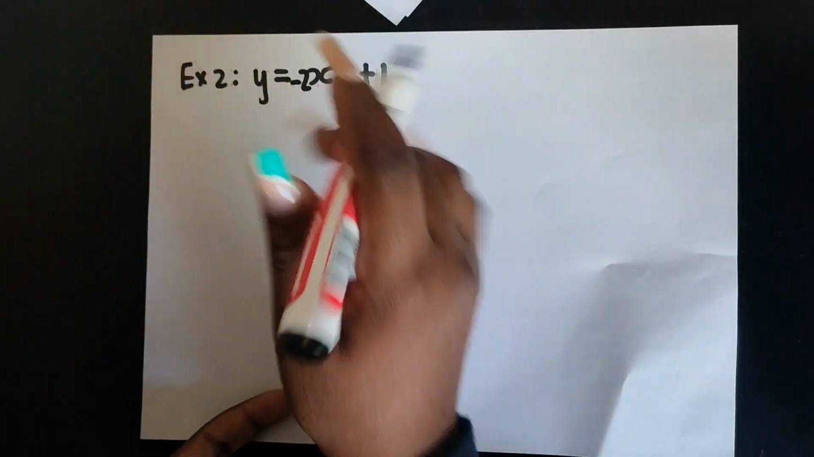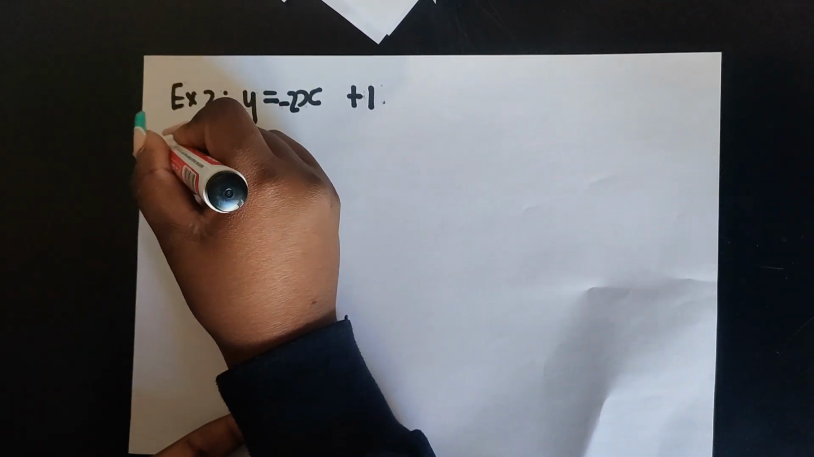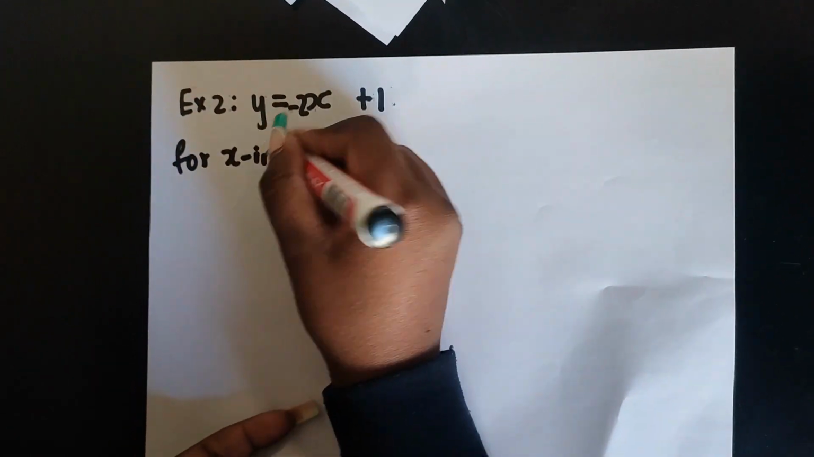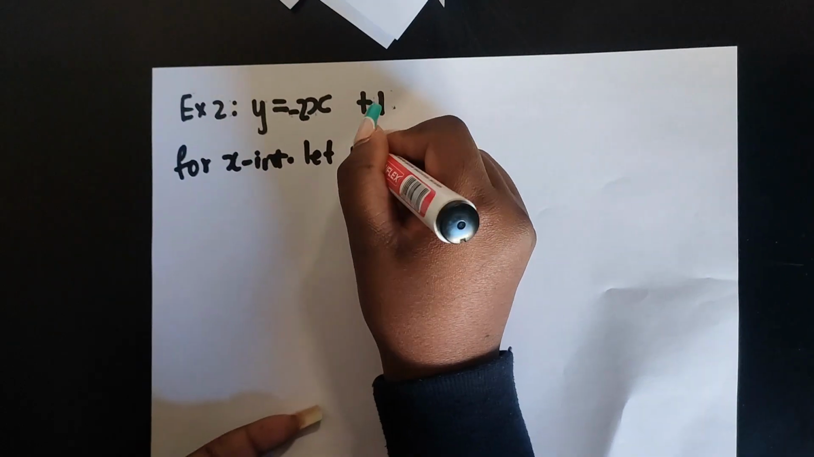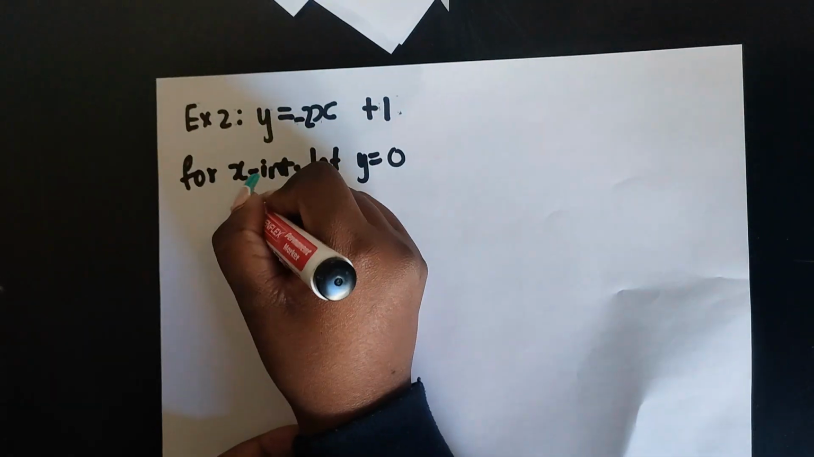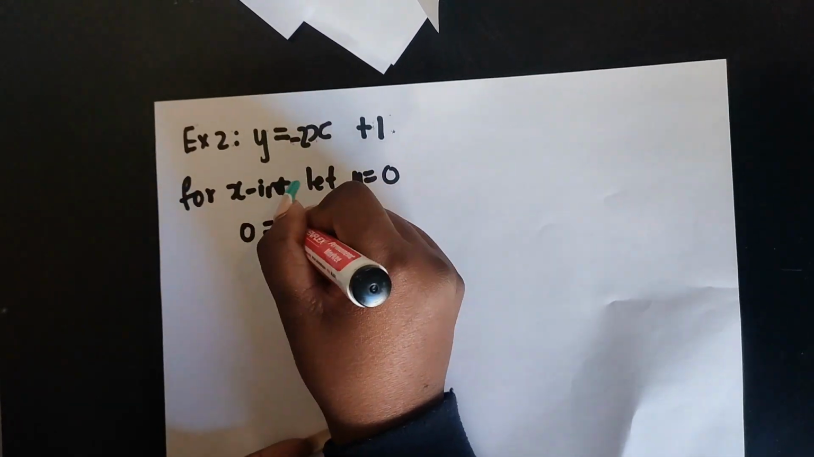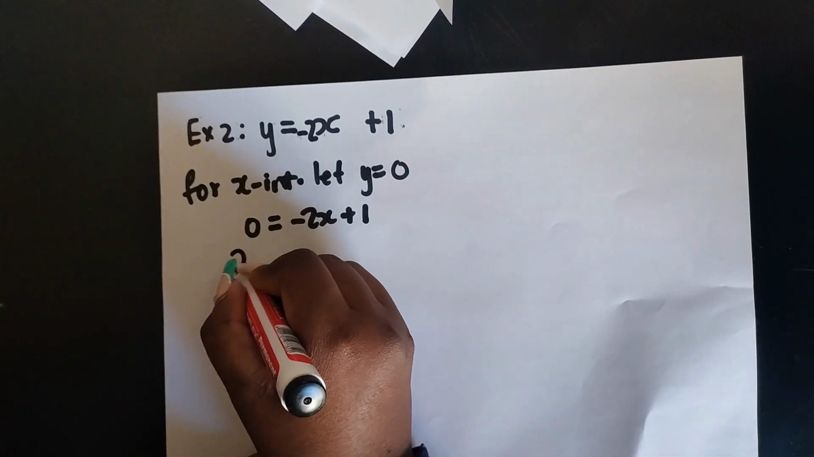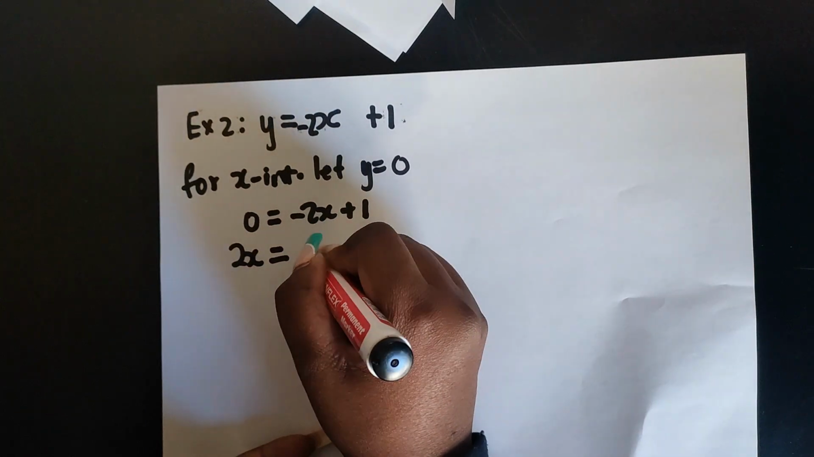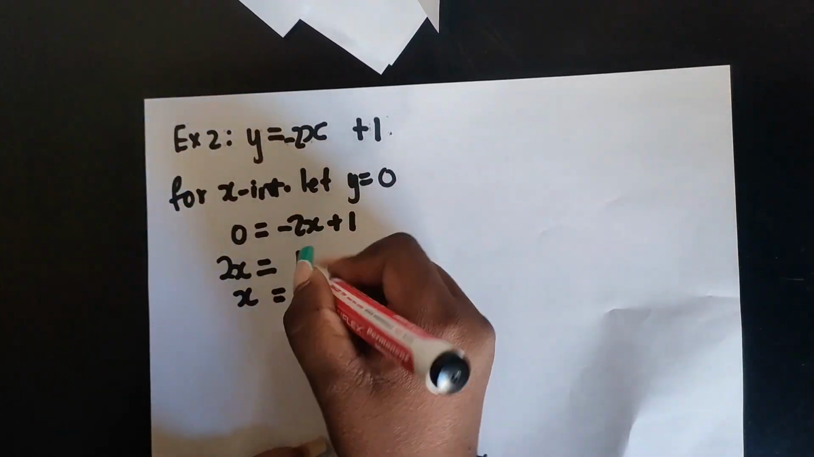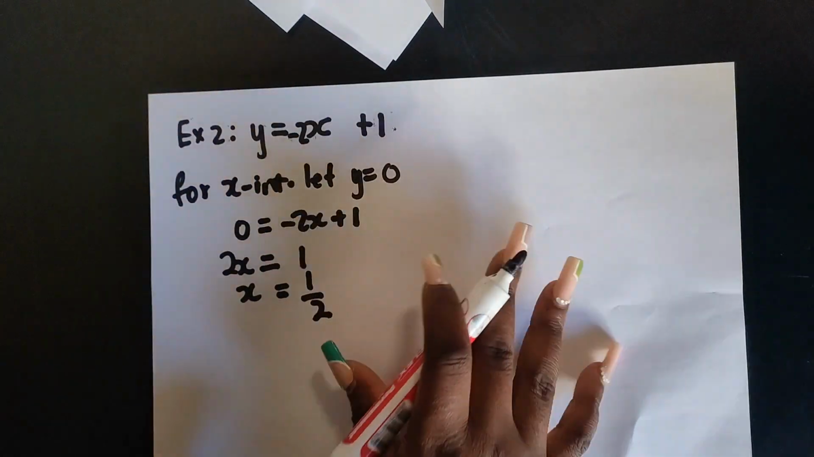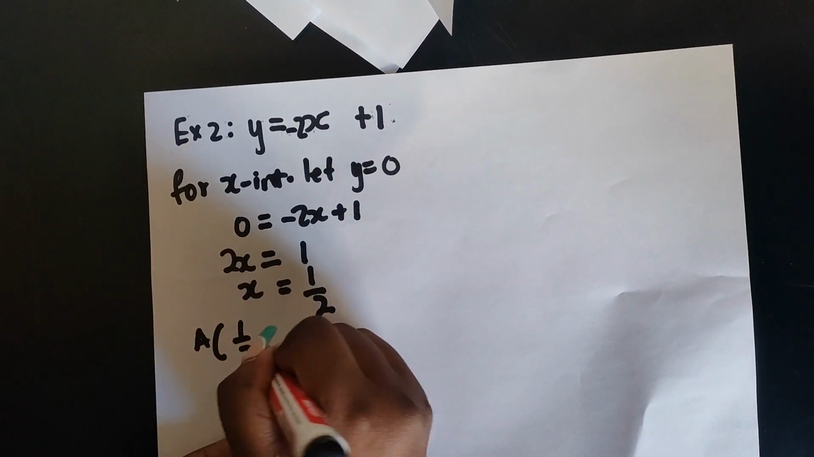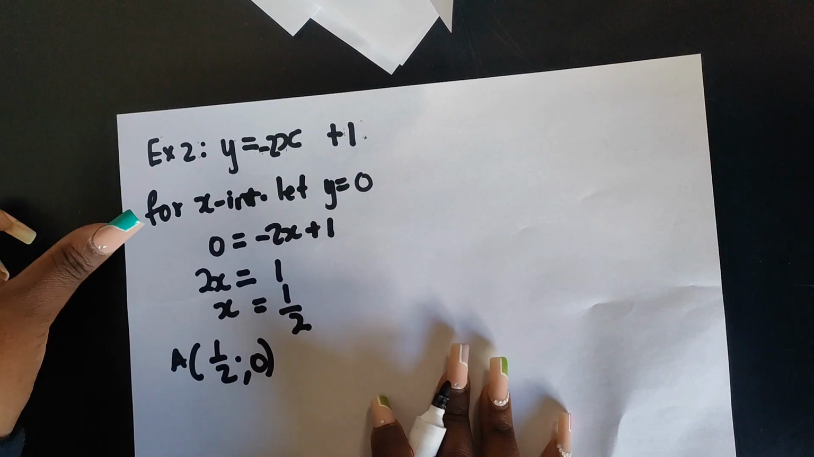The first thing we do, for the x-intercept, is let y equal 0. So 0 equals negative 2x plus 1. Then we transpose, which becomes 2x equals 1, so x equals 1/2. So that's our point A, which is 1/2 and 0.